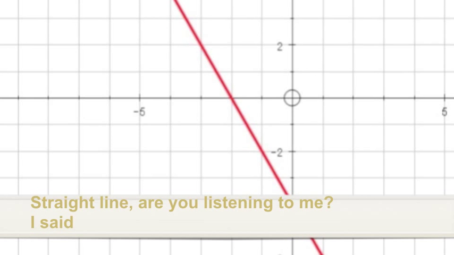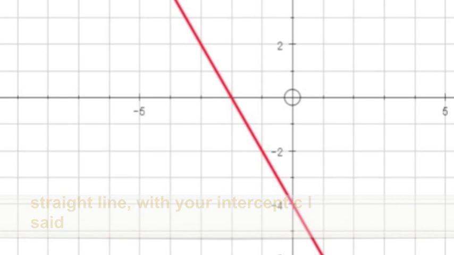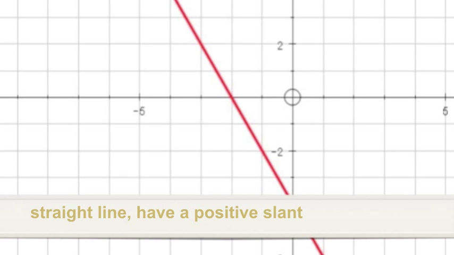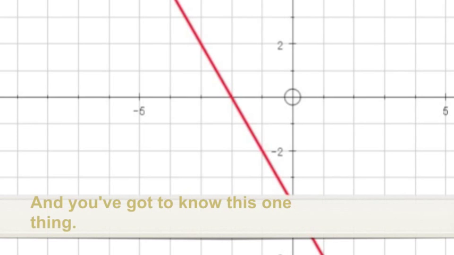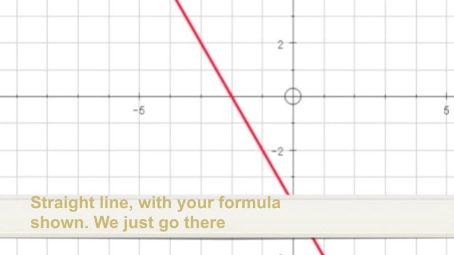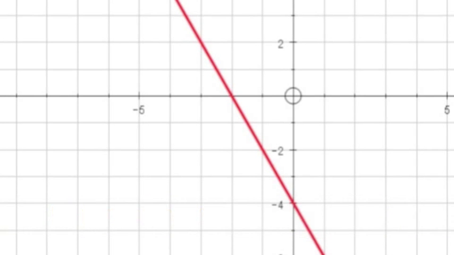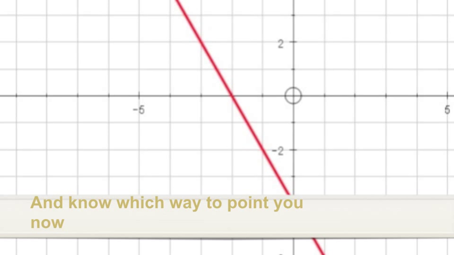Straight line, are you listening to me? I said straight line, with your intercept C. I said straight line, have a positive slant, and you've got to know this one thing. No line does it all on their own. I said straight line, with your formula shown. We just go there to the M in your name and know which way to point you now.